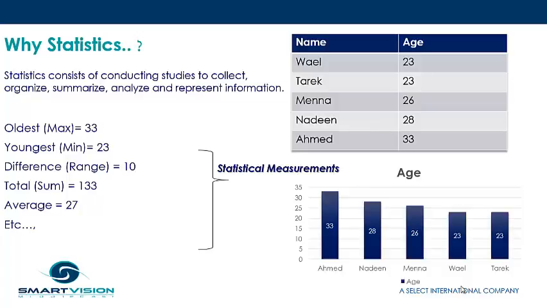Also, we can calculate the total of ages, which is 133 years, and then divide it by the total number of people and calculate the average age, which is 27 years. There are much more observations or operations which we can perform to extract as much useful information from this list that we may need for any purpose.